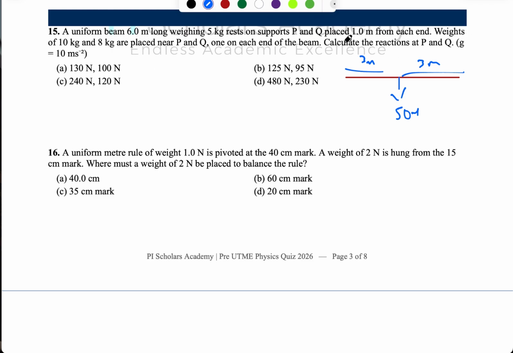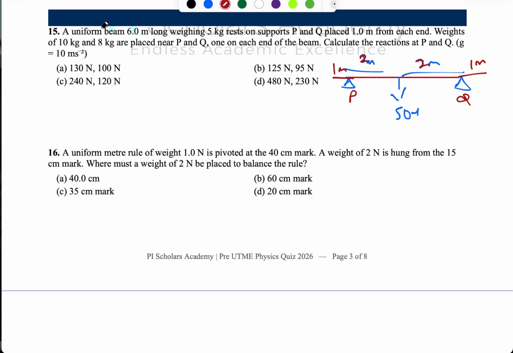Now, it is 6 meters long, I've settled that. It's resting on supports. So there's a support here and a support here, 1 meter from each end. That implies that this place is going to be 2 meters, this place is going to be 2 meters, this place is going to be 1 meter, and this place is going to be 1 meter, because they say P and Q are 1 meter from each end. So we have to break it down like that.